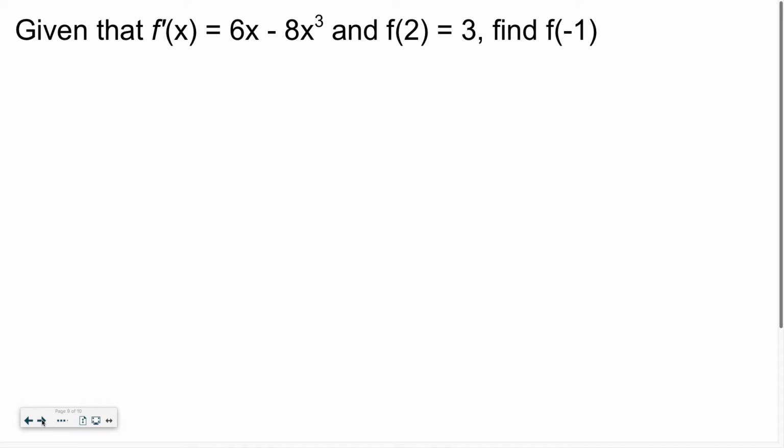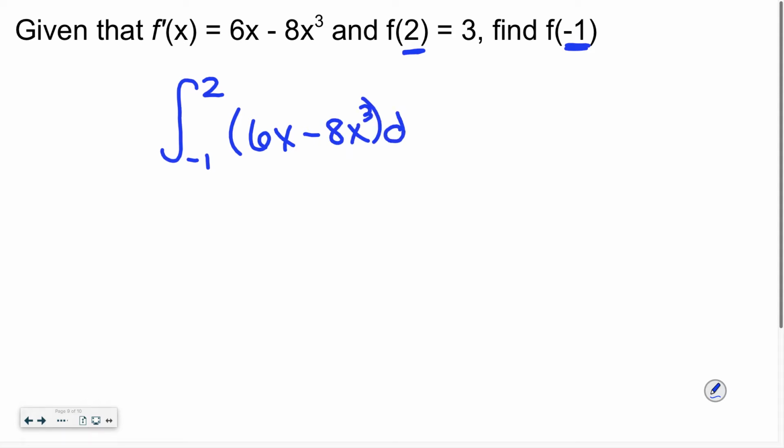Okay, so if we want to find f of negative 1, pay attention. Our x values are 2 and negative 1. So we know that the integral from negative 1 to 2 of our derivative would equal the function value at 2 minus the function value at negative 1. This is the fundamental theorem of calculus. Our definite integral equals antiderivative of b minus antiderivative of a.